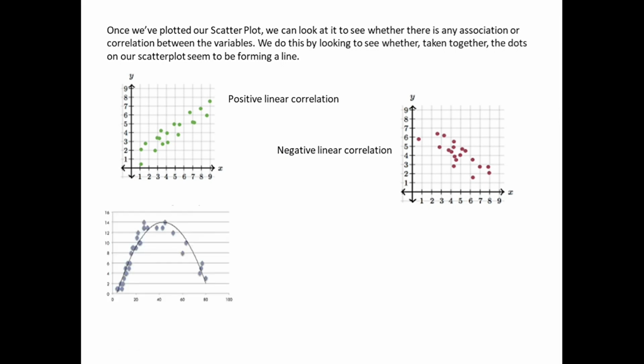Next up, you might have dots that form a pattern like this. They are clearly forming some sort of line, but it is not a straight line. This we call a non-linear correlation.